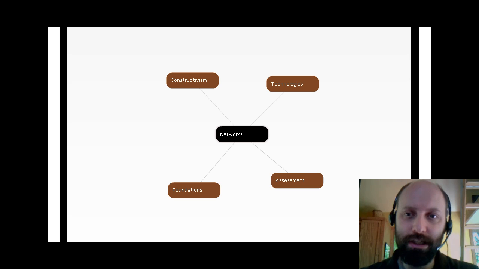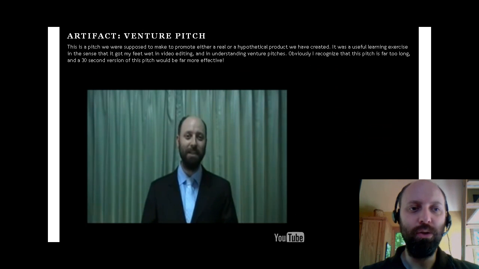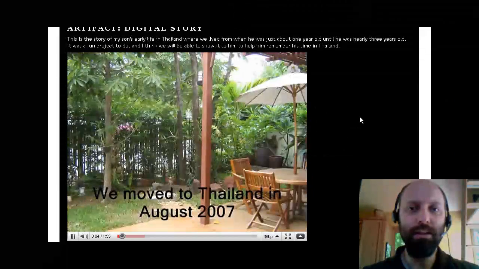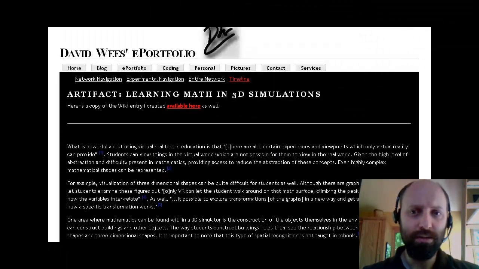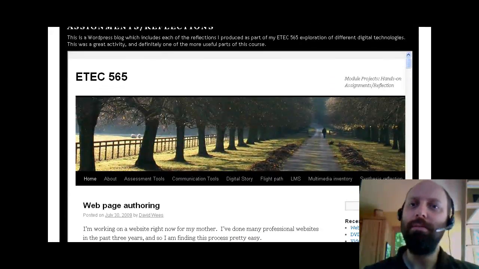Constructivism is essentially what I think is the ideal learning theory. Assessment highlights all of the things that represent this final product itself. The different artifacts that I've done during my degree include websites, multimedia, reflections, essays, scholarly papers, even mind maps.